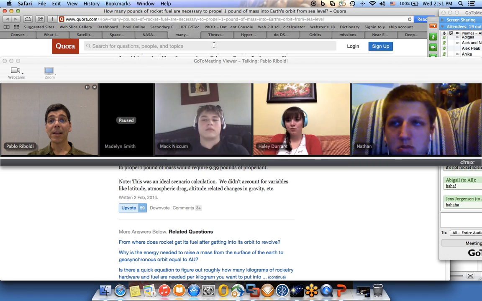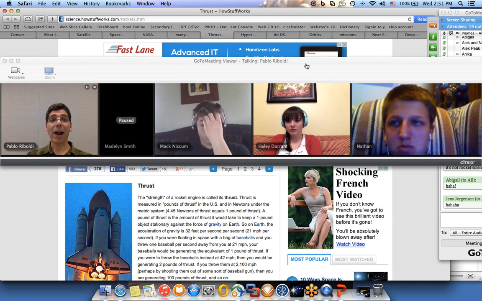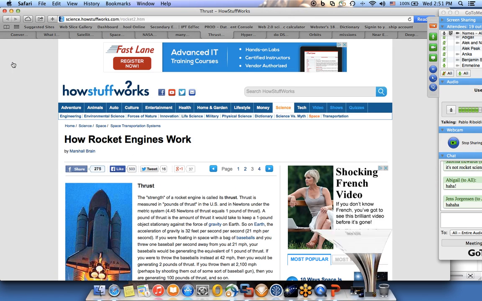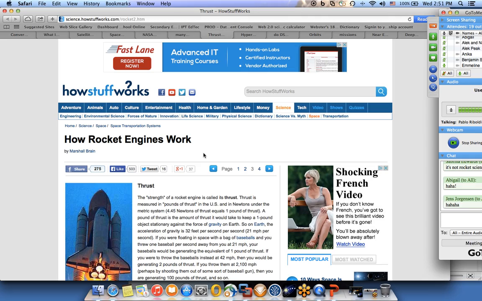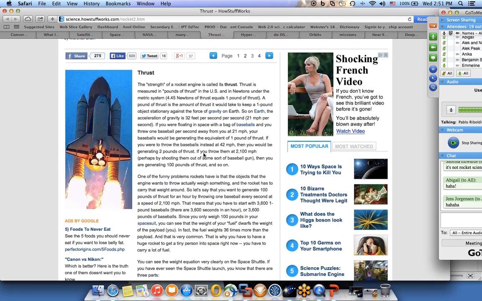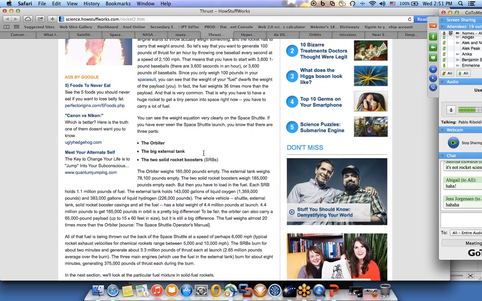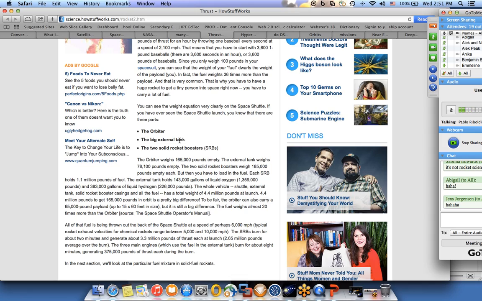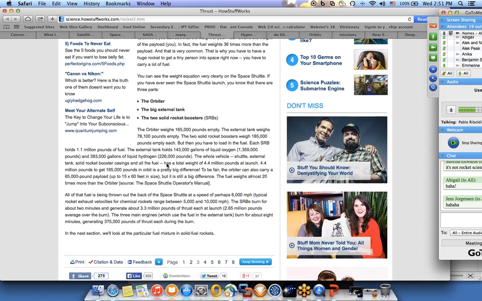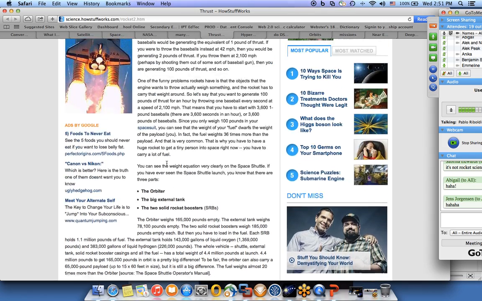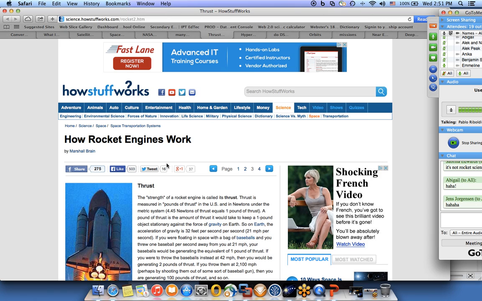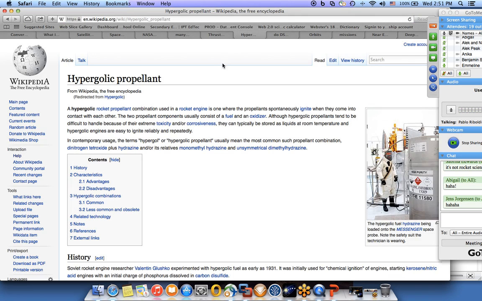All right? So here is another article about how rocket engines work. It explains about thrust, and the big external tanks, the solid rocket boosters, and so on. So that gives you an idea of the many different types of propulsion that you would have.